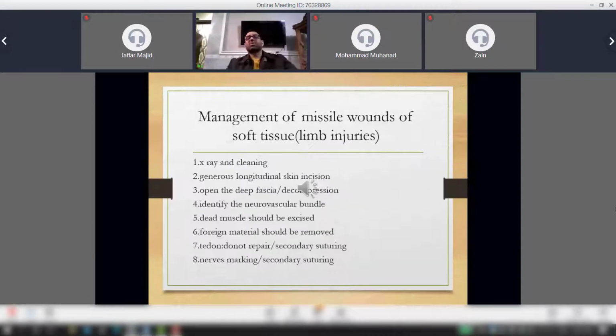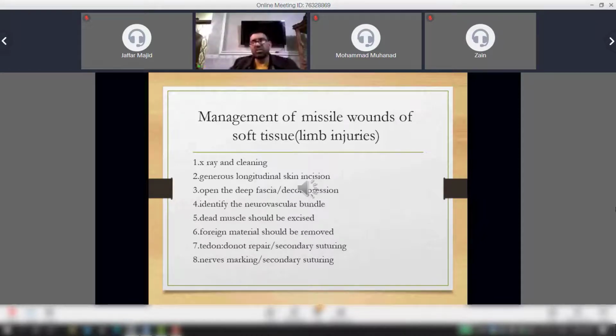Management of the missile wound of the soft tissue: first of all, X-ray and cleaning. We do X-ray to assess whether there is a fracture or not, and then cleaning. Wash it with normal saline in the emergency, a copious amount of normal saline, and if the patient is unconscious you can even scrub it with gauze. Then a generous longitudinal skin incision.